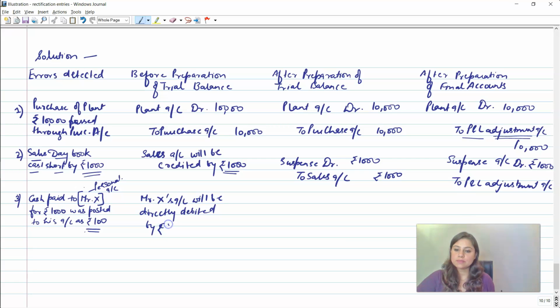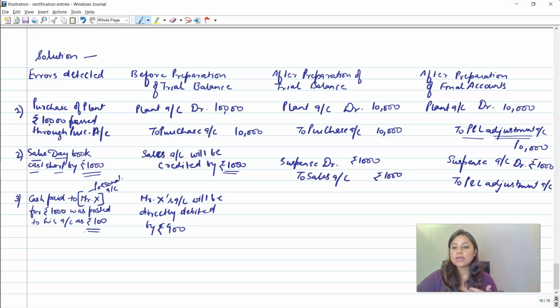So we would be simply charging the difference and debiting it to the account, and there should be no double entries which need to be passed, because as we know the nature, instead of 1000 rupees we have recorded 100 rupees. So of the same nature we would be recording 900 rupees and simply debiting X's account.